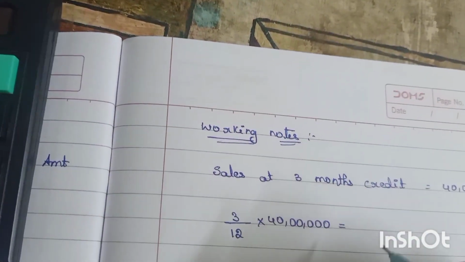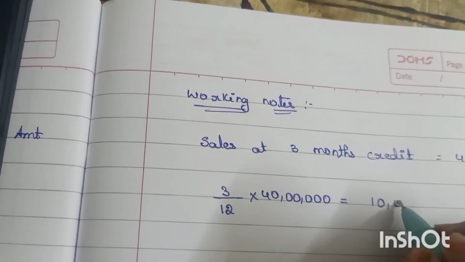C divided by 40 lakhs is equal to 10 lakhs. Okay.